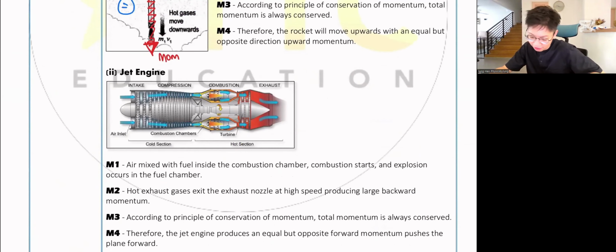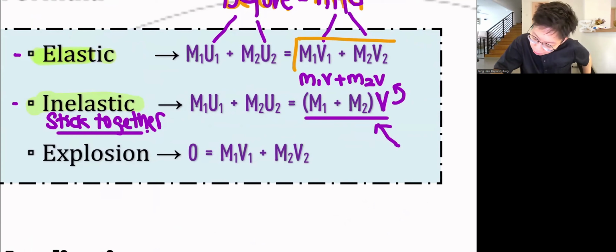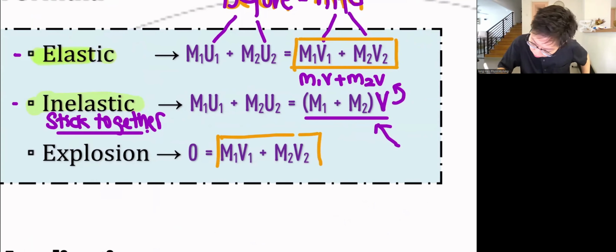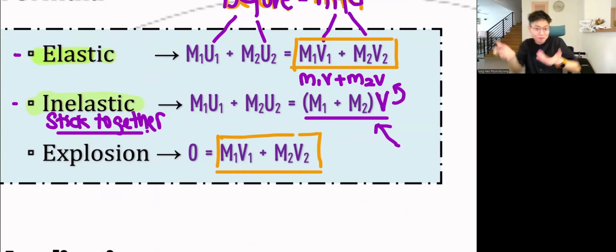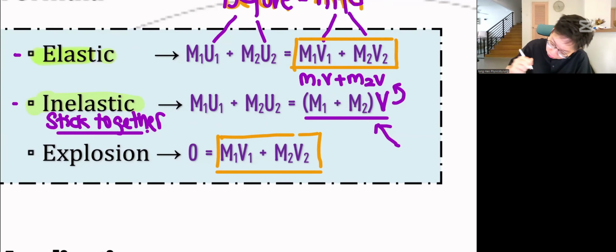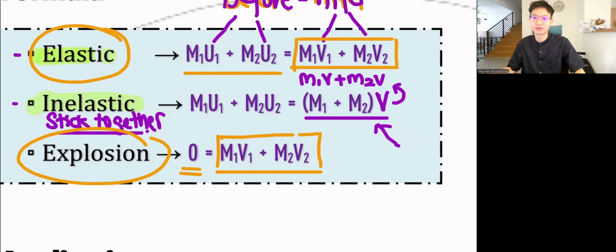Well, this one now I got study one. Now, if you look at the formula for explosion, right? Explosion, elastic: M1V1, M2V2. Is the ending of the formula the same? Of course, the same, right? So the only difference between elastic and explosion is actually the starting part. The starting part is the only difference. You understand?